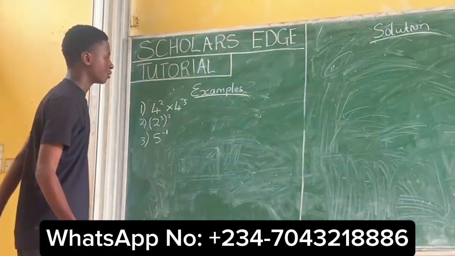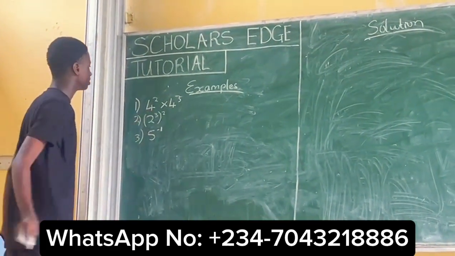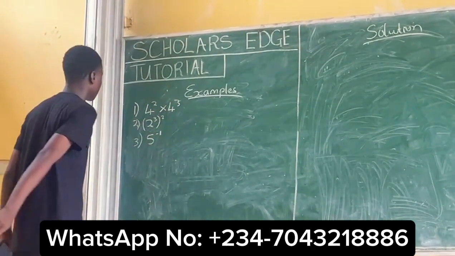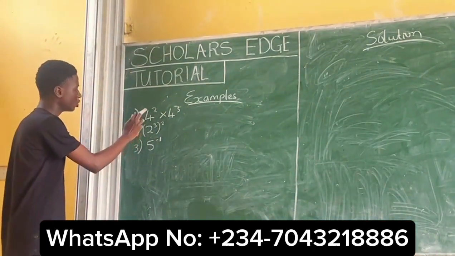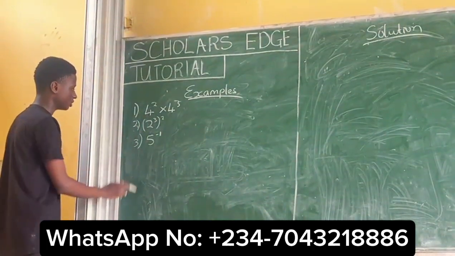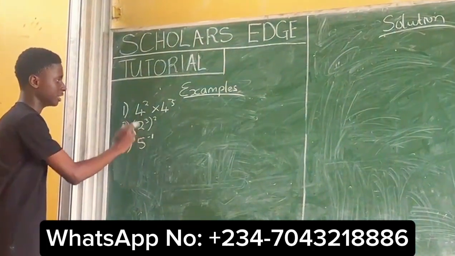So let's look at some questions. Question 1 says 4 to the power of 2 multiply 4 to the power of 3. And question 2 says 2 raised to the power of 3 all raised to the power of 2. And for question 3, 5 raised to the power of -1.